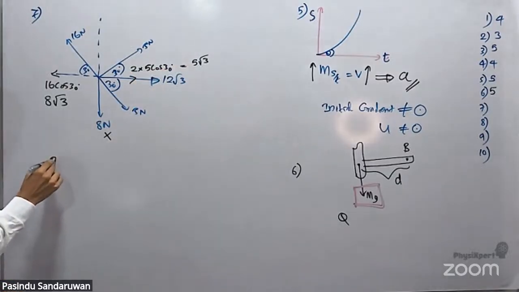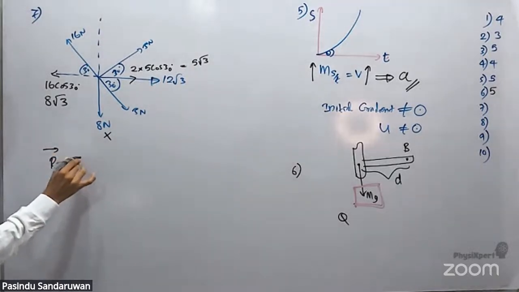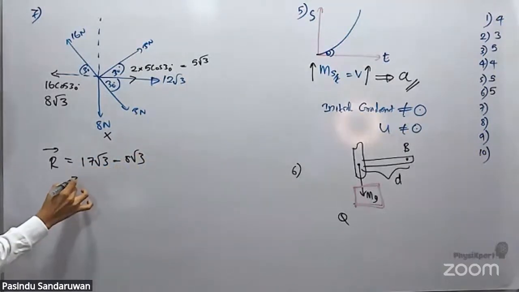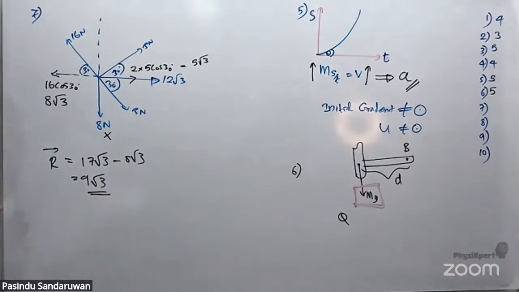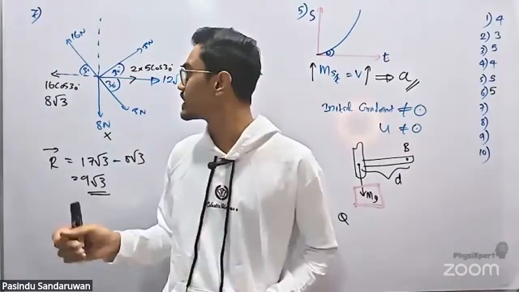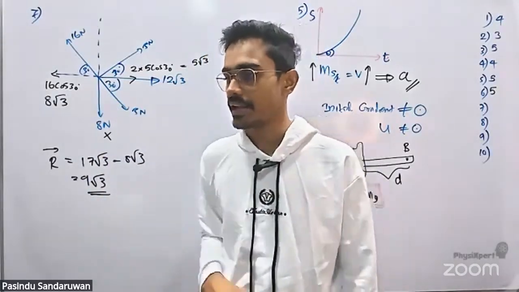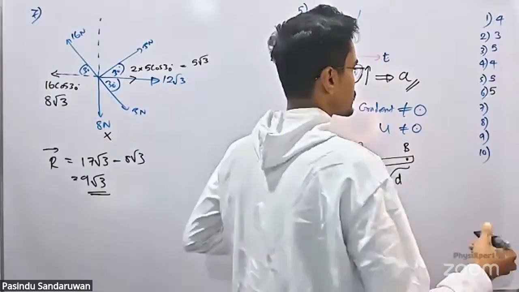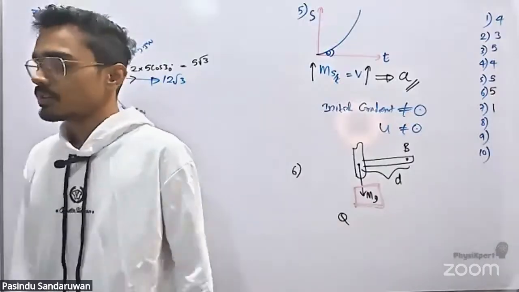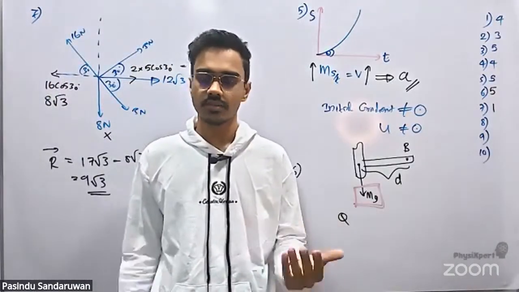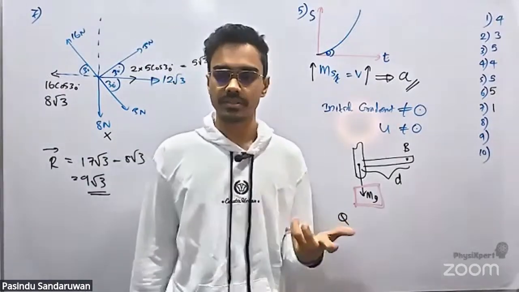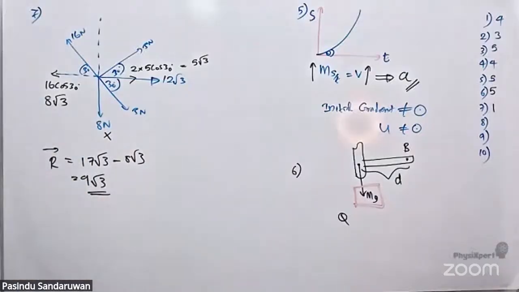So the resultant is 17 root 3 minus this 8 root 3. That is 9 root 3. The resultant is 9 root 3. There's only one answer with 9 root 3, direction AP. Correct? So the answer is option 1. If you found the magnitude, you don't have any selections; only one answer is given if you know the correct magnitude.